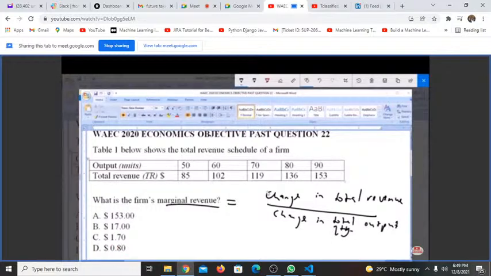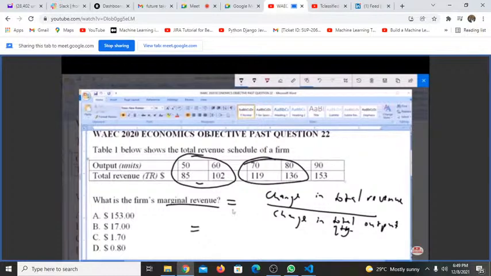So in order to get change in total revenue and change in total output quantity, you can make use of any two successive values from the table. For example, I can choose to make use of 50 and 60. I can choose to make use of this other category, any two successive values. So let me make use of 50, 60, 85, 102.